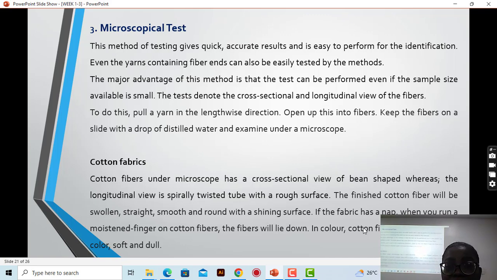All right. Now, to get quick, accurate results, it's easy to perform identification using this method. So even yarns containing fiber ends can also be easily tested by this method. There's something I want you to look at.